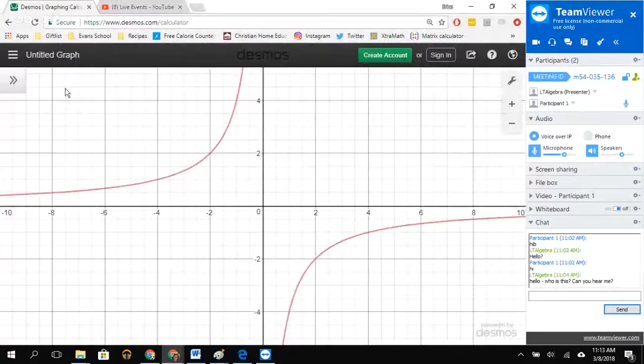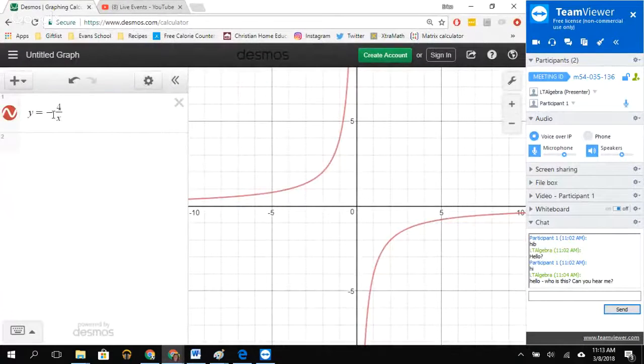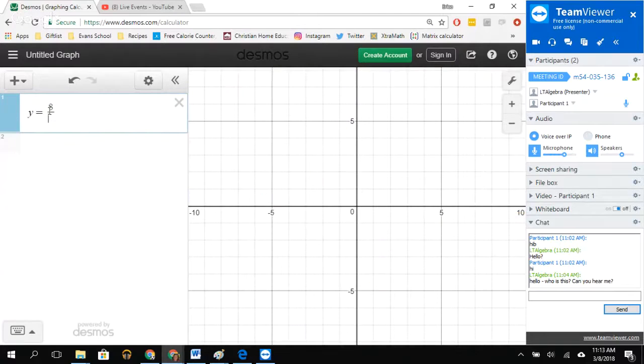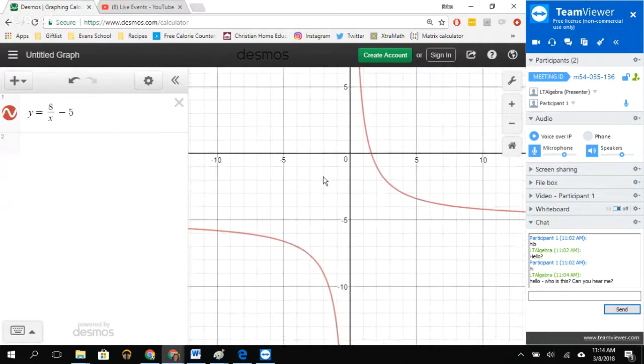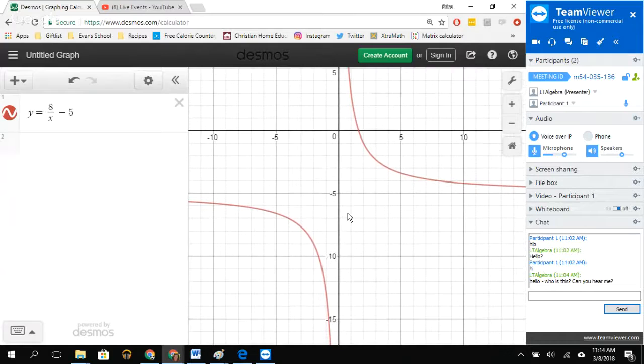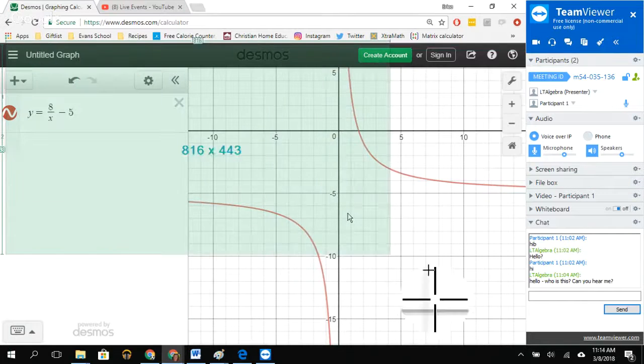Go back to Desmos. 8 divided by x minus 5. Okay, so here's my graph for this. And let's talk about what my values for x and my values for y are. Again, I'm going to print this off so we can draw on it.